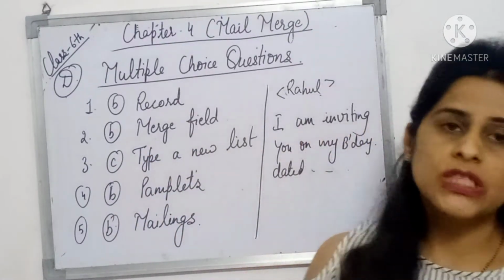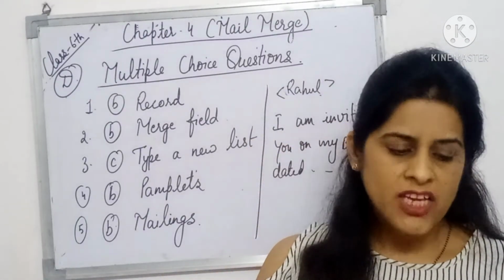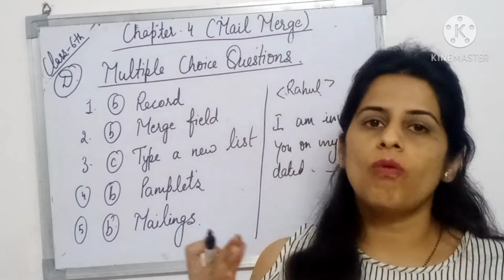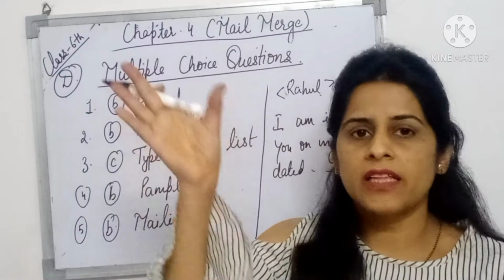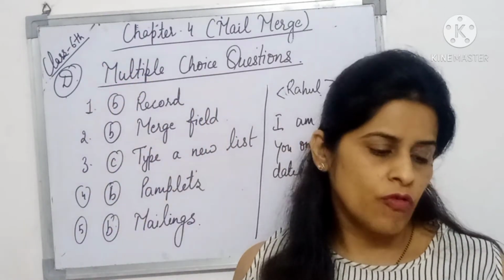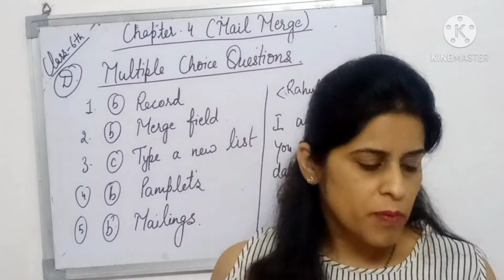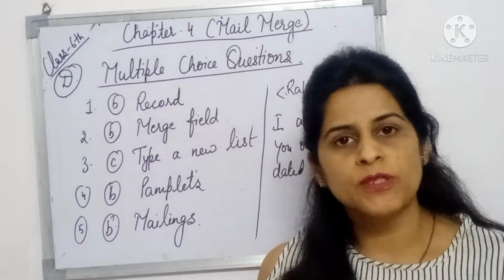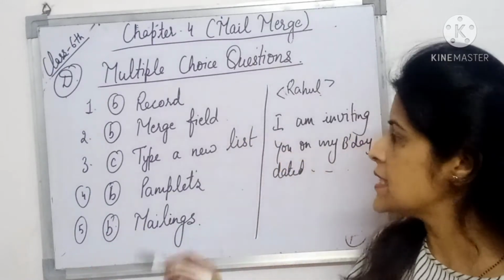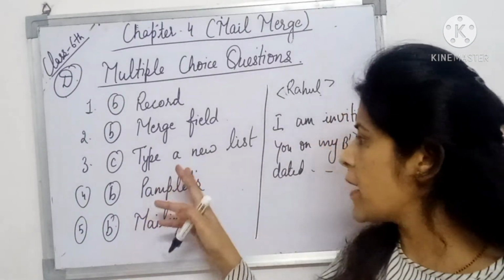Now the third question is: to create a new recipients list, select the dash radio button under the select recipient sections. Whenever you want to create a new recipient list, at the right side, the pane that is showing at the right side of your document, which option will you select from that pane? Then we will select the new option, that is type a new list. Whenever you select type a new list, you can create a new recipients list by choosing this option.